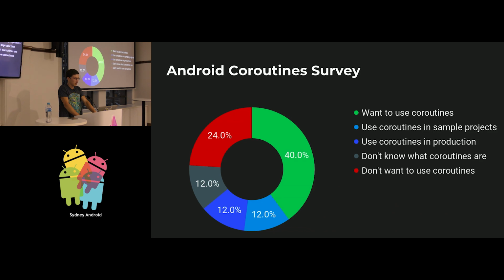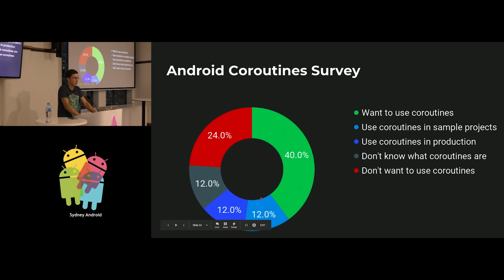And yeah, the last thing which I want to share is the Android coroutine survey. Before this talk, I asked all participants of the previous Tech Talk to participate in a survey where I asked a few questions, and I didn't get much of a response, maybe 30 or so. And actually, the results are quite similar. Around 40% of people answered that they want to use coroutines.